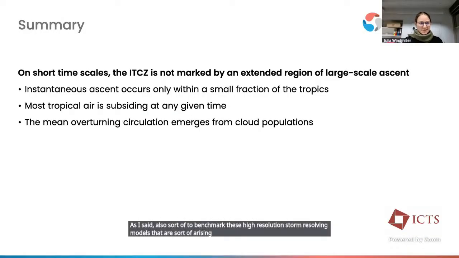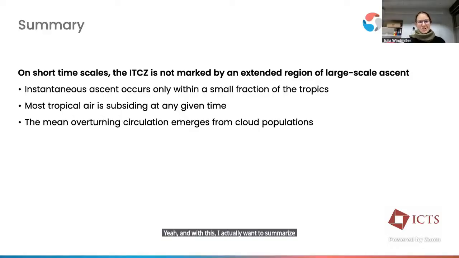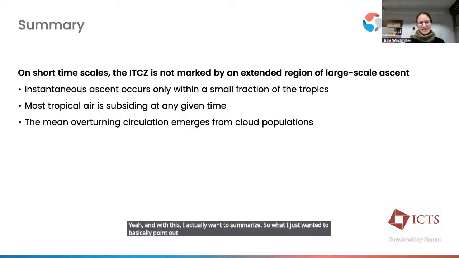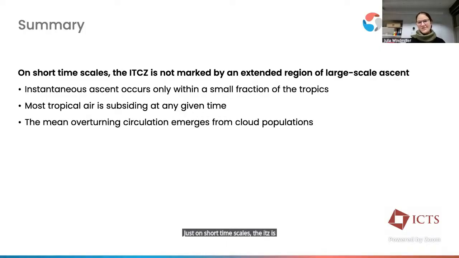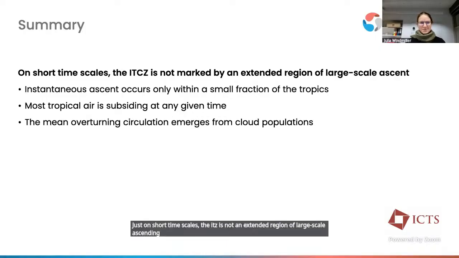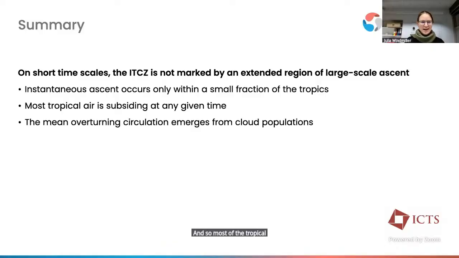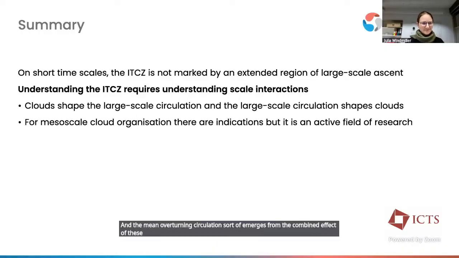Yeah, and with this, I actually want to summarize. So what I just wanted to basically point out is that on short time scales, the ITCZ is not an extended region of large scale ascending motion, but instantaneous ascent is limited to within a very small fraction of the tropics and only occurs within the clouds. And so most of the tropical air at any given time is actually subsiding. And the mean overturning circulation emerges from the combined effect of these clouds.